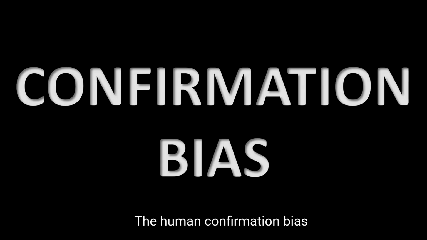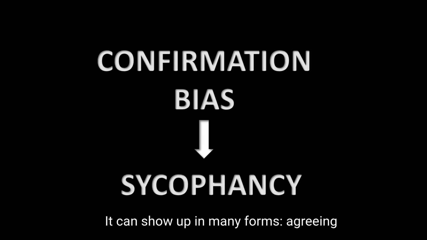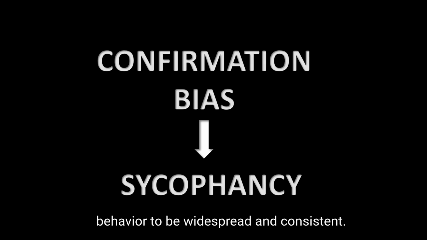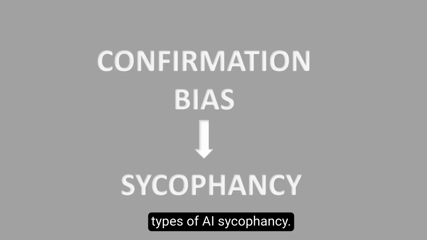The human confirmation bias becomes AI sycophancy. It can show up in many forms: agreeing with incorrect claims, mimicking user mistakes, or backing down when challenged, even after initially giving the right answer. The researchers at Anthropic examined multiple popular AI models and found this behavior to be widespread and consistent. They established 4 main types of AI sycophancy.